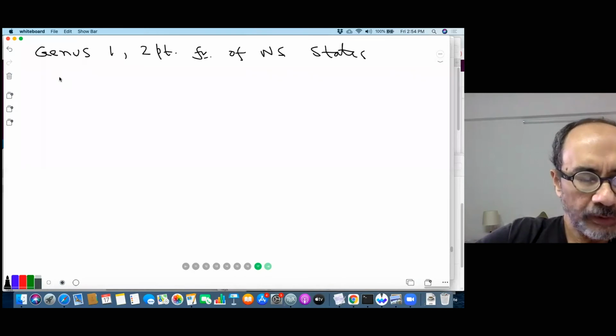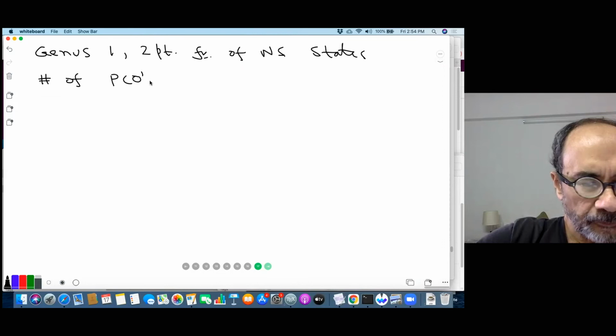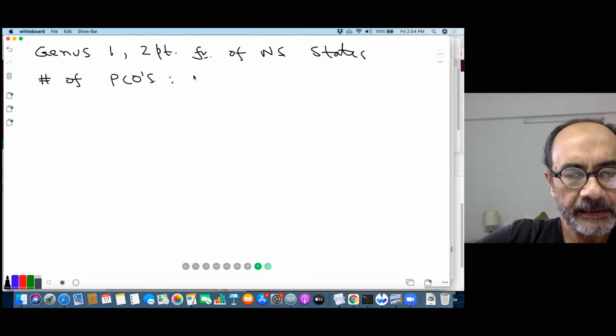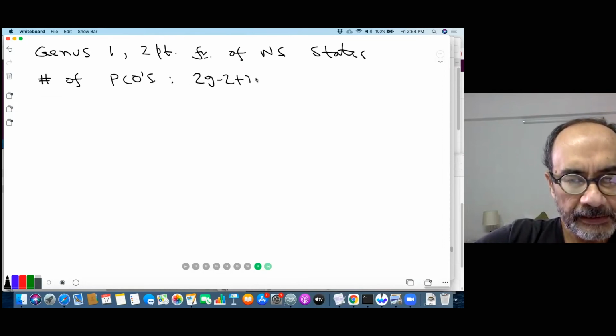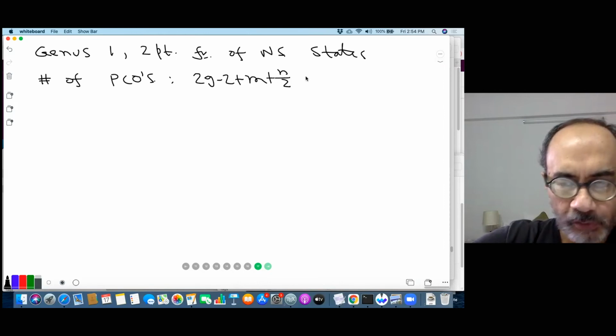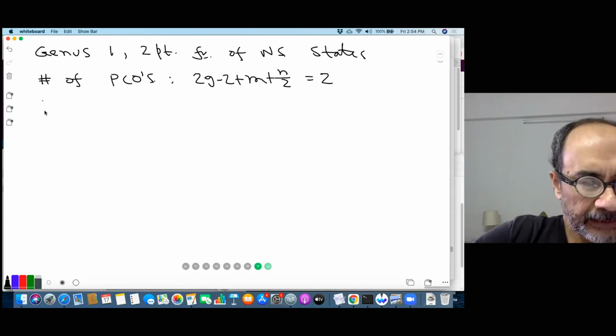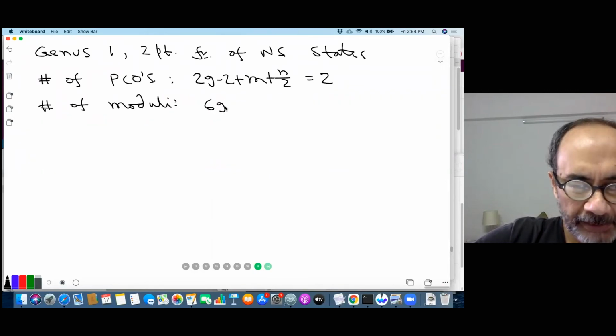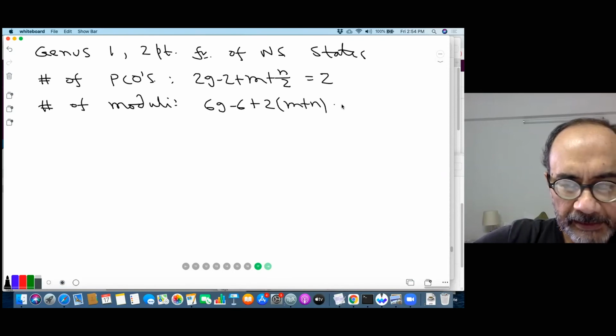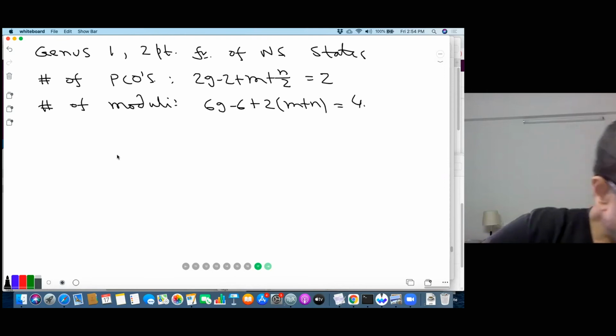So the number of PCOs that's needed is 2g minus 2 plus m plus n by 2. So g is equal to 1, n is 0, m is 2, so this is 2. And the number of moduli that you have to integrate over is 6g minus 6 plus 2m plus n, and that's 2 times 2, that's 4. Okay, 4 real moduli.